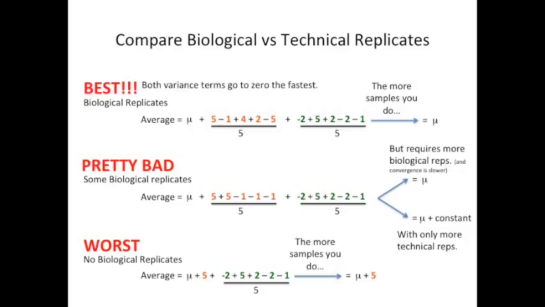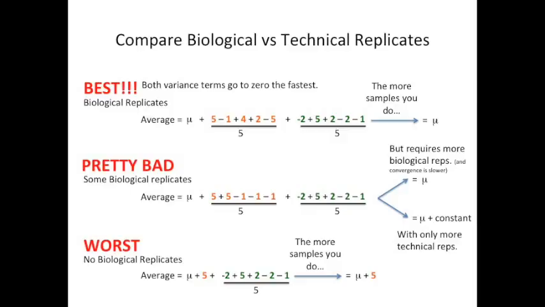The best situation is when we have lots of biological replicates. When this happens, both variance terms go to 0 the fastest. So when we use our sample to calculate the average read counts for gene X, we end up with an unbiased estimate of mu, the average for all mice. This is a value that could be reproduced in any lab all around the world.